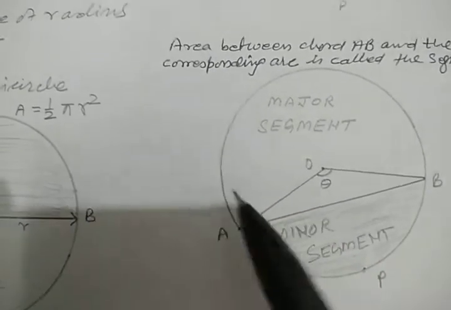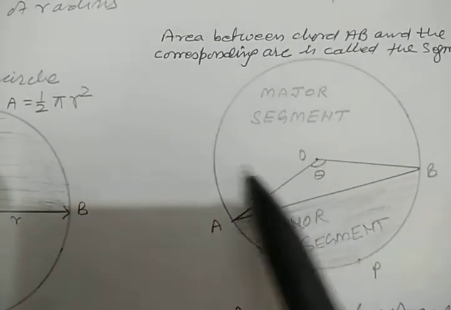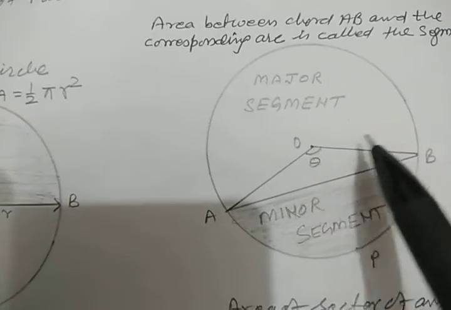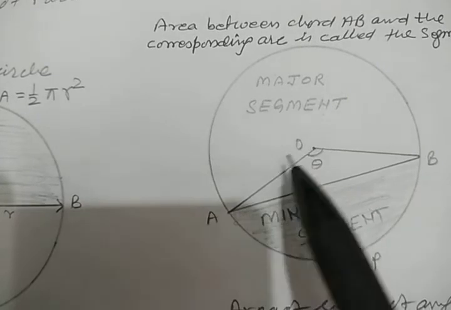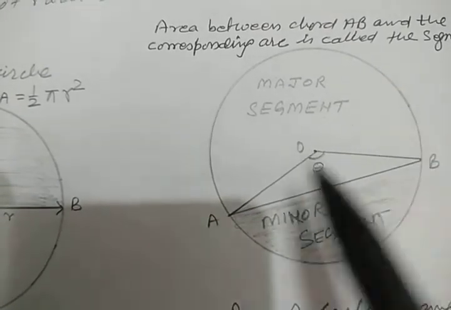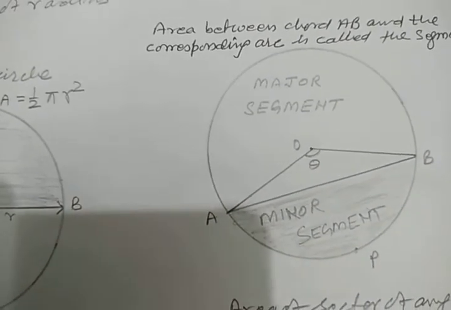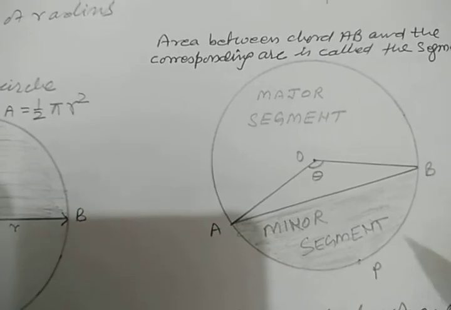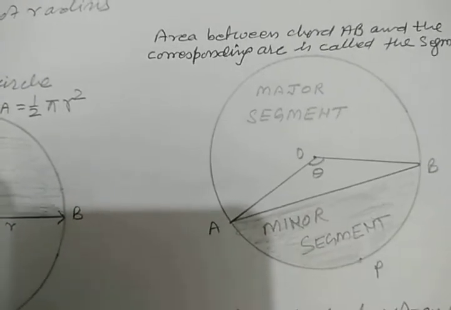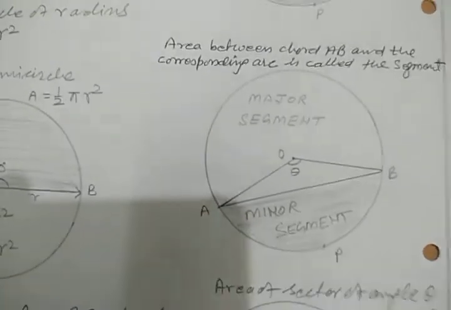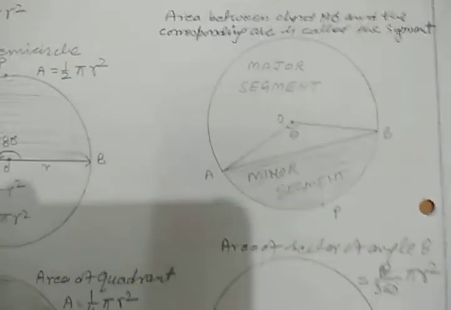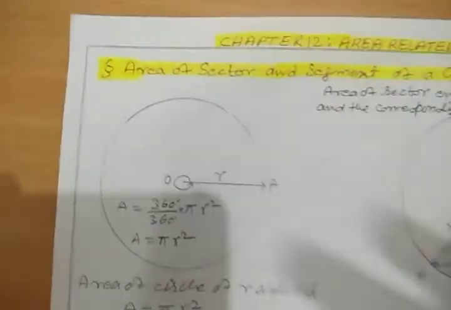And if this chord passes through the center of the circle, it will divide the entire circle into two equal parts. That means the two equal parts are known as semicircles, which we have already learned in class 9. Now move on to the area of a circle.